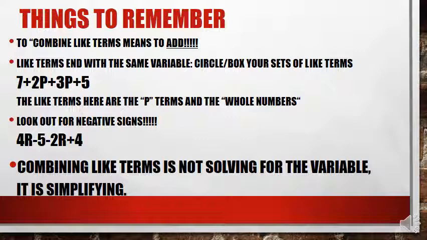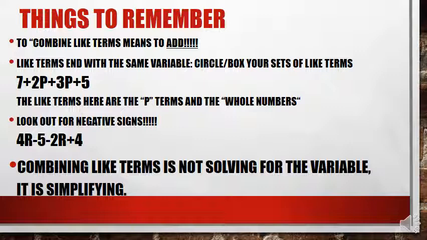The next tip I put here is like terms end with the same variable. You want to use your circle and box method to identify your sets of like terms. So if we're looking at this expression here, the like terms are the p terms, so everything, the terms that end with p, and then the whole numbers. The whole numbers would be the 7 and the 5 that do not end with a variable.